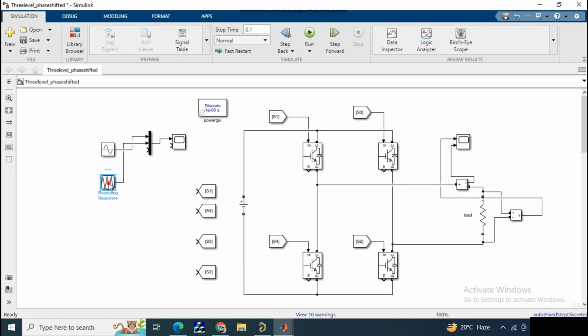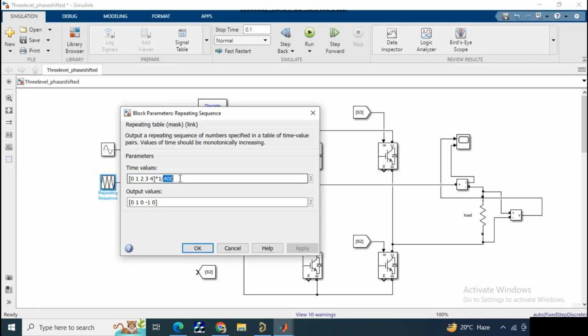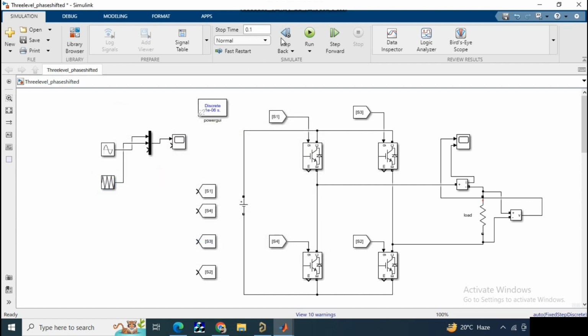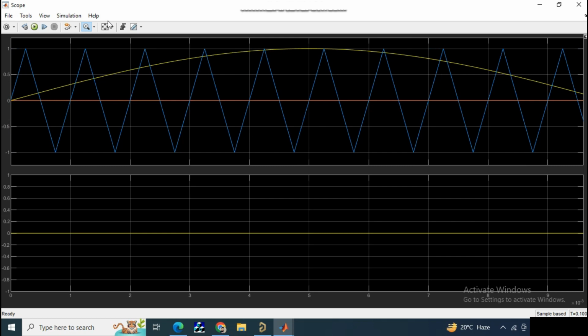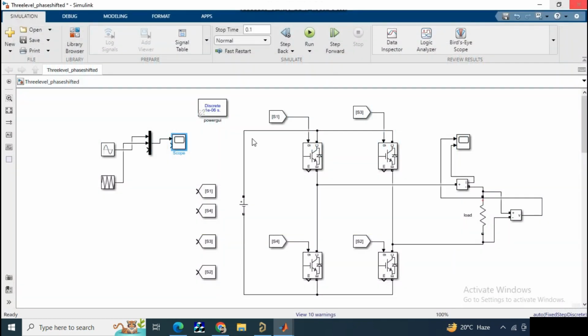Now change the frequency to 1000 Hz. So you can see one of the carrier signals is generated. Now we have to generate another carrier signal which will be phase shifted by 180 degrees from the first carrier signal. So here you need to use the transport delay block to perform the phase shift.